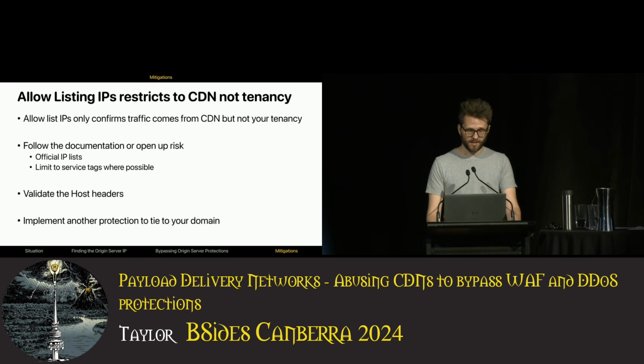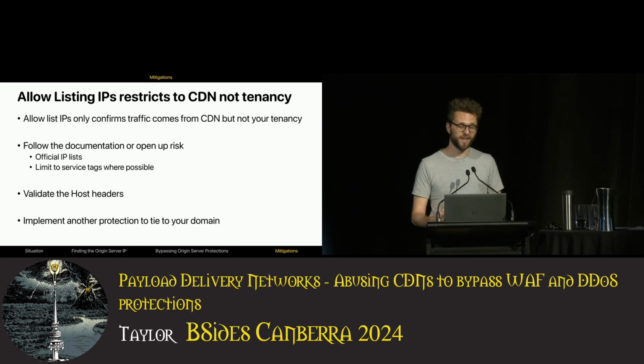Second thing to keep in mind is that allow listing IPs restricts to the CDN IPs and not to your tenancy specifically. So allow listing the IPs only confirms your traffic comes from the CDN, but you need to make it specific to your tenancy or your domain. Right? Follow the documentation, otherwise you'll potentially open yourself up to some risk. If it tells you to use an official IP list, you should use that list. Don't try to create your own or use the ASN or do anything too fancy.